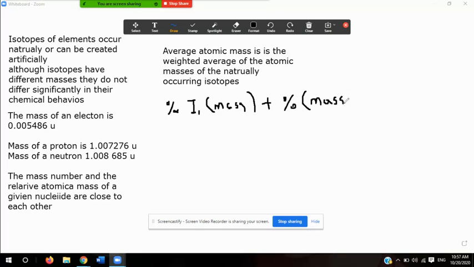So basically, I'll write the U because it stands for unified. So right here, this is basically the mass. And U just stands for unified atomic mass. Okay, so U. You're going to see our units in U.